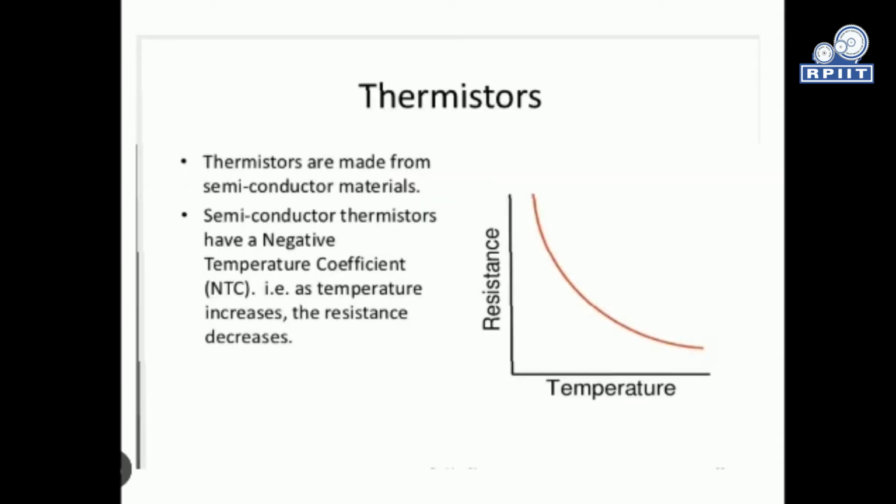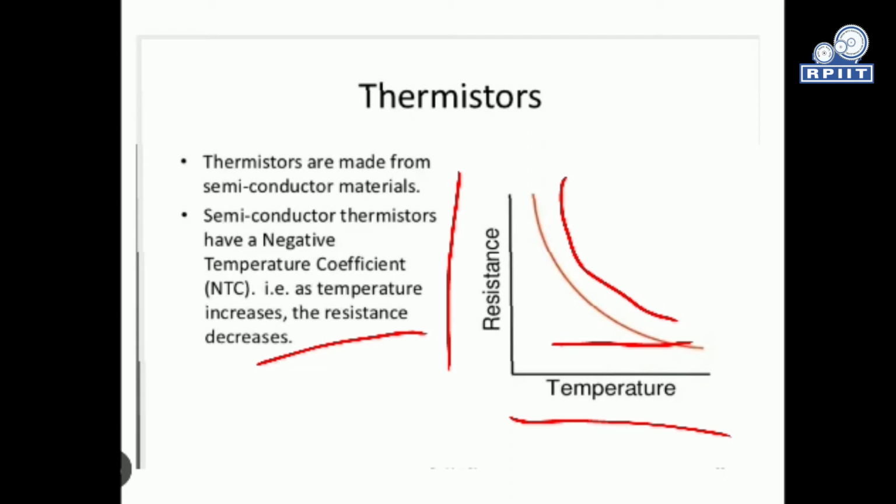Thermistors are made of semiconductor material, and semiconductor material has a negative temperature coefficient: as the temperature increases, resistance decreases. These are the main characteristics of a thermistor. Taking resistance on the y-axis and temperature on the x-axis, if the temperature is increased, we can see the resistance decreases. This is the characteristic of our thermistor, which is made of semiconductor materials.